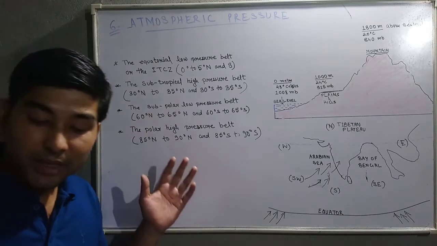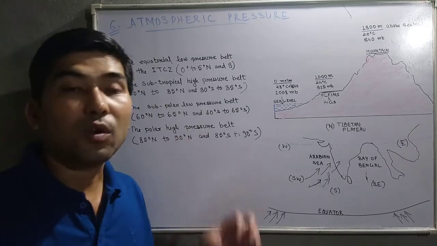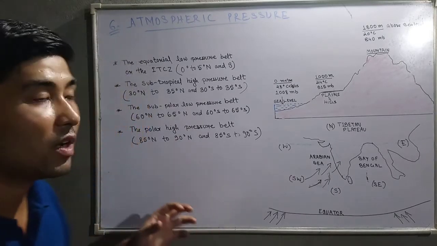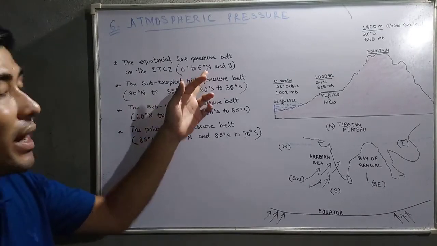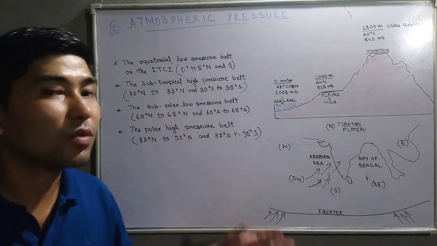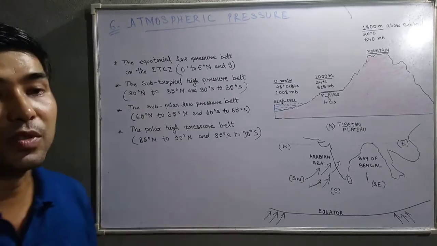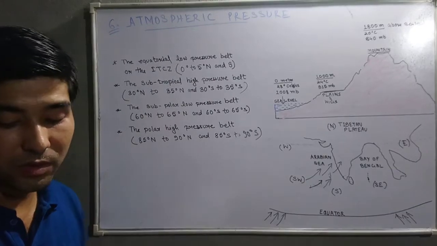It is a low pressure area, as I told, and this is a zone of storms caused by the powerful uplift of air. Here also, as in the ITCZ, some kind of storms and cyclones come up.